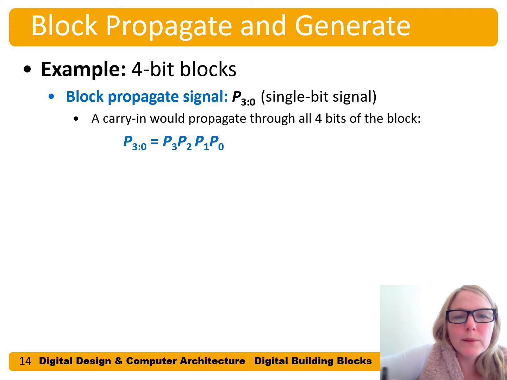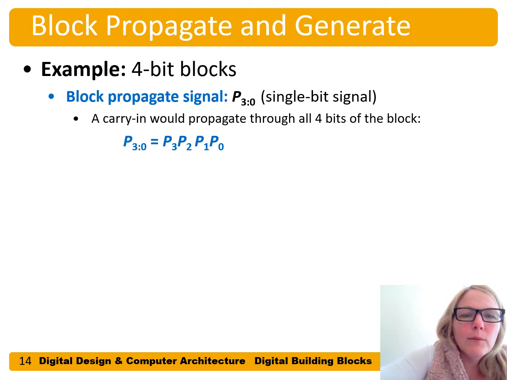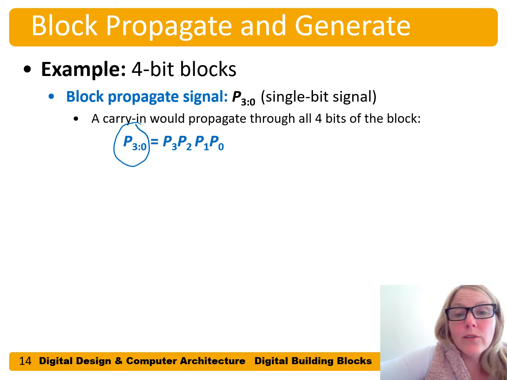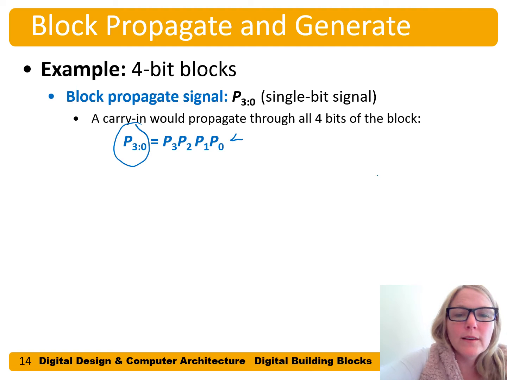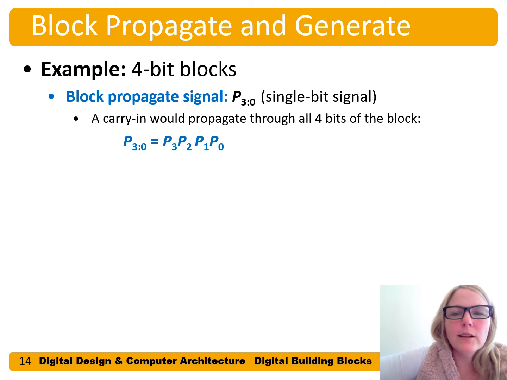Okay, but regardless of what the bits are, we can calculate this. Remember, this is still a 1-bit signal, this block propagate signal. We want to know if that entire block would propagate a carry in to the carry out, by saying, well, P0 and P1 and P2 and P3, all of those propagate signals have to be true. Okay, so now let's talk about the generate signal.